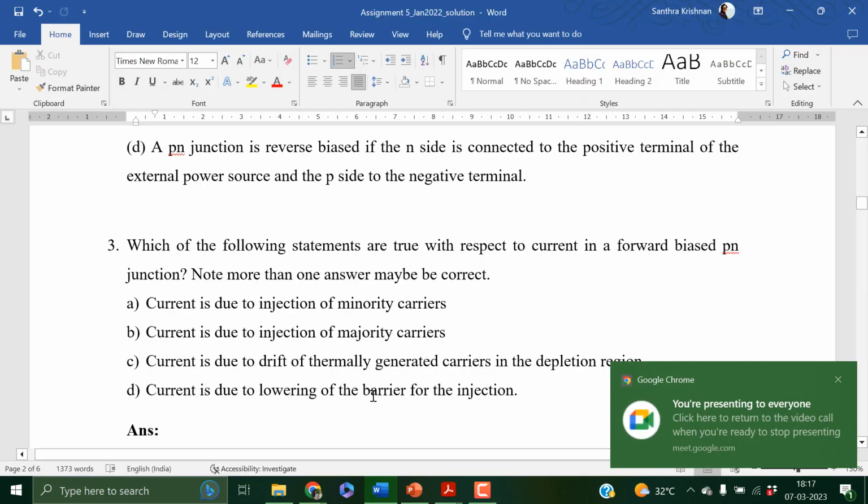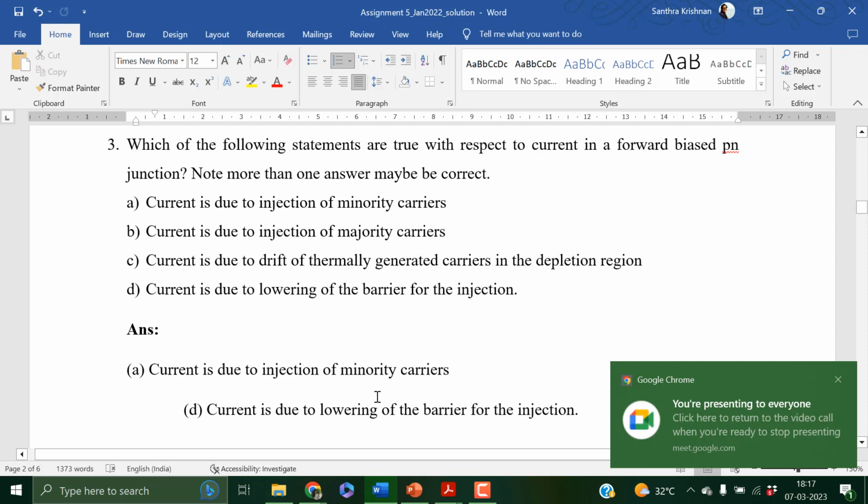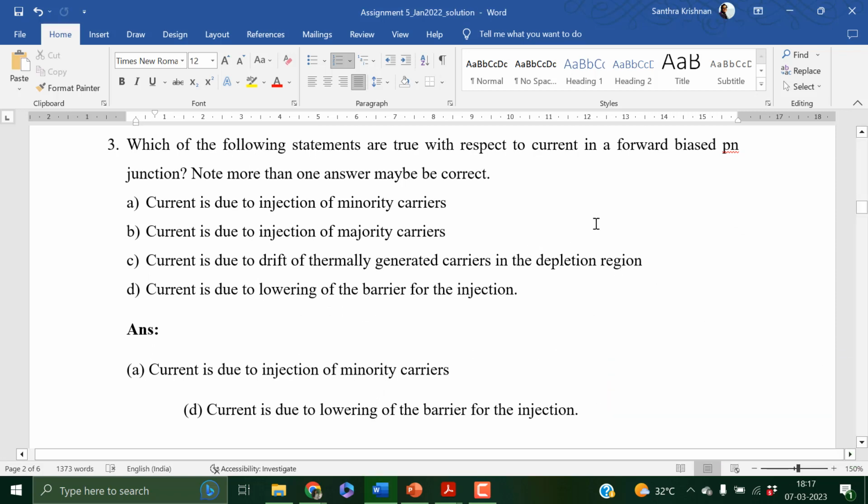So I think now we can continue. So here the answer that we were discussing was: which of the following statements are true with respect to current in a forward bias. So first one is basically current is due to injection of minority carriers, and then current is due to lowering of barrier for the junction. So this is not minority, this is majority. There was some mistake, I think.